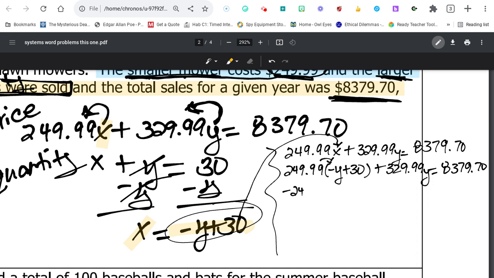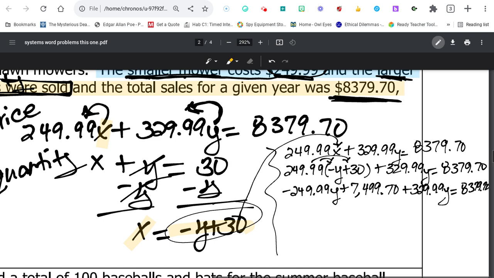Now let's use the distributive property. That'll give me negative 249.99y. And let's multiply these: 249.99 times 30 is 7,499.70. Then I'm going to bring down plus 329.99y, again equals 8,379.70. Let's take these two and combine like terms.